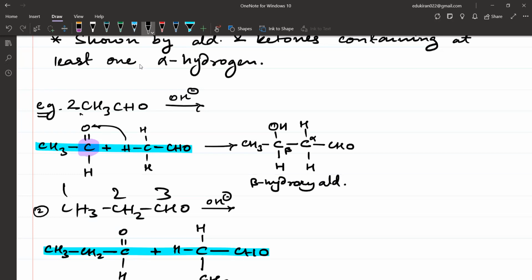Don't write anything. Now, after that, we heat it in the presence of a mineral acid, H+. So this water molecule, as you can see, will be dehydrated. And when a water molecule dehydrates, we get an alkene here. So you will get CH3, then CH, double bond CH, single bond CHO. Got it? Yes or no? Yes, sir. Okay.